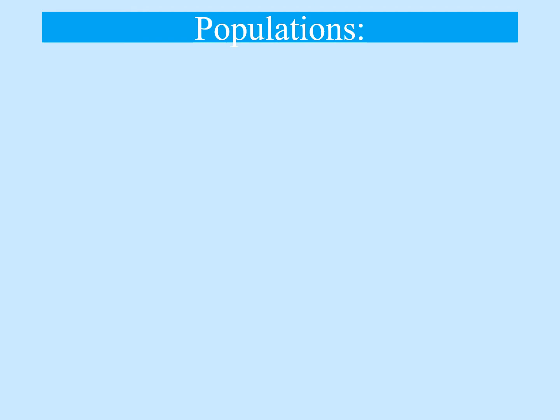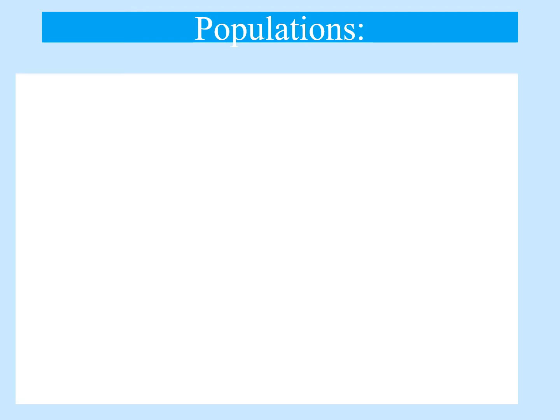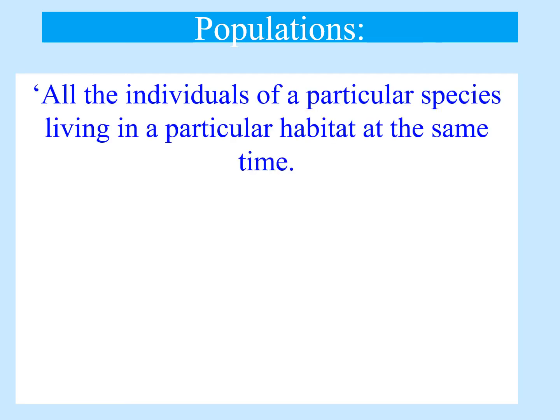So what you need to be aware of is what a population is. Think about how we would use the term: we'd say the population of dolphins in the Yangtze River or something like that. So a population is all the individuals of a particular species living in a particular habitat at the same time.